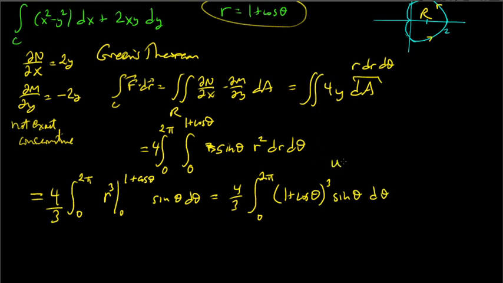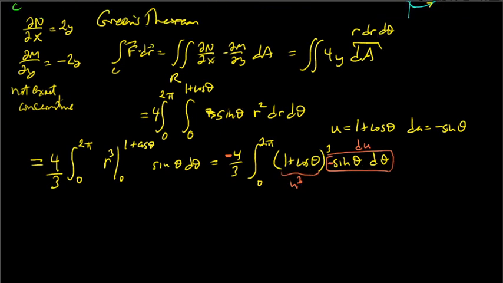So I think a substitution is in order here. Let's just do 1 plus cosine theta will be our u. Then the derivative of that will be minus sine theta. So we need a minus sign here. Maybe I should use red. And then we'll bring out the negative sign here. So this is your du, and this will be u cubed. Okay, so now we're going to get negative 4/3 times the integral of u cubed du.